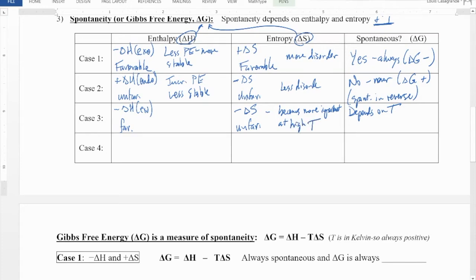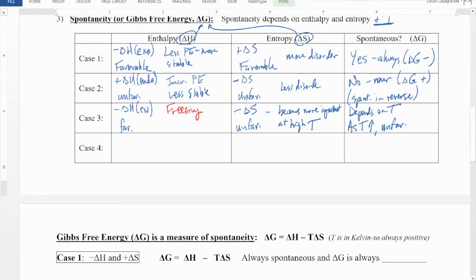So if the negative delta S becomes more important at high temperature, as temperature goes up, this becomes unfavorable. So this is going to be unfavorable at high temperatures. Now, what things do you know that are favorable at low temperatures? Well, things that are favorable at low temperatures are things like freezing. So if we look at freezing, why does that work?